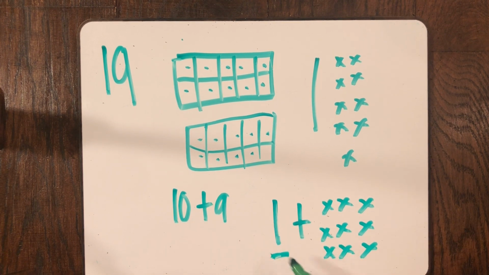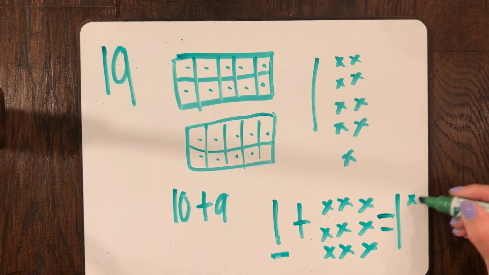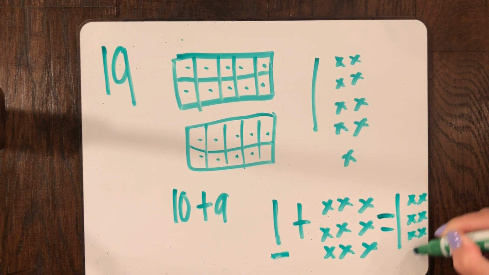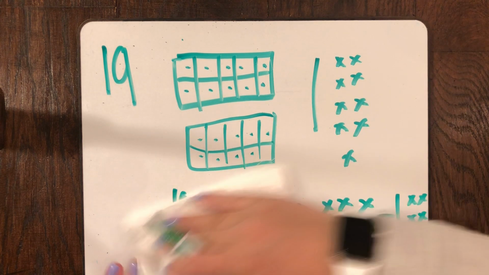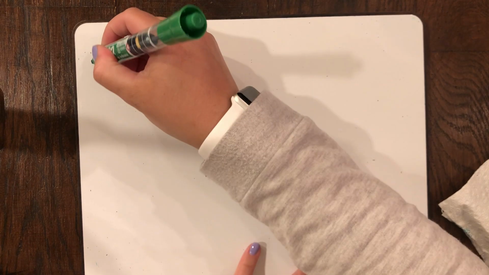So I have 1 10. That's not a 1 for me right now. I'm making that my 10. Plus that equals 19. So I can represent it in different ways that I have learned all year long. So today your assignment is going to be to represent these numbers.